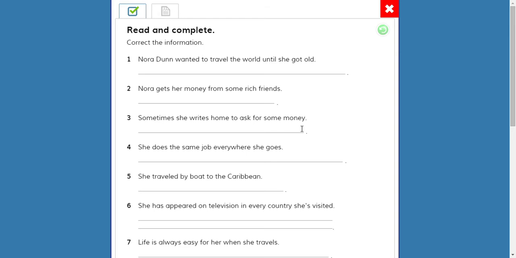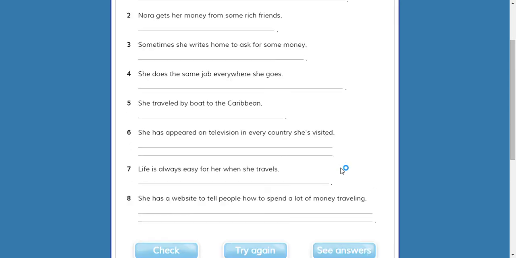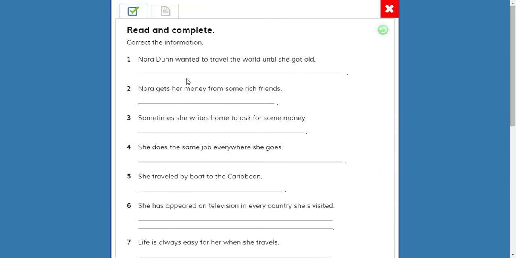Number four, she does the same job everywhere she goes. Not the same job. Number five, she traveled by boat to the Caribbean. Number six, she has appeared on television in every country she's visited. Number seven, life is always easy for her when she travels. And number eight, she has a website to tell people how to spend a lot of money traveling. So, what's the idea? To answer.